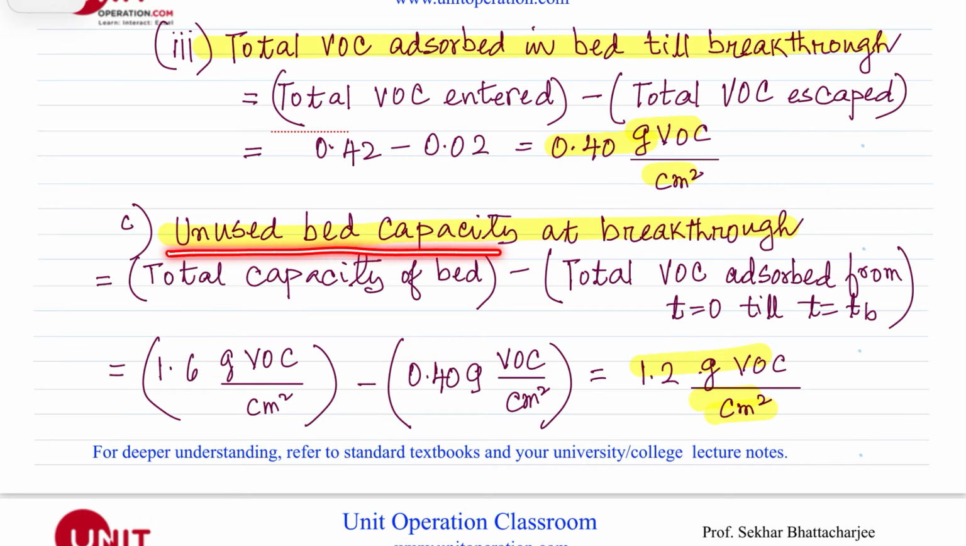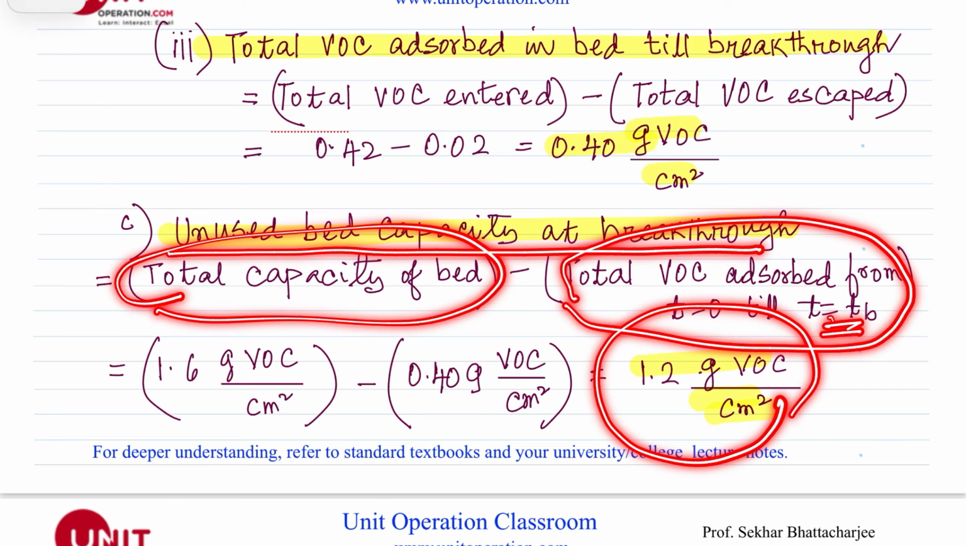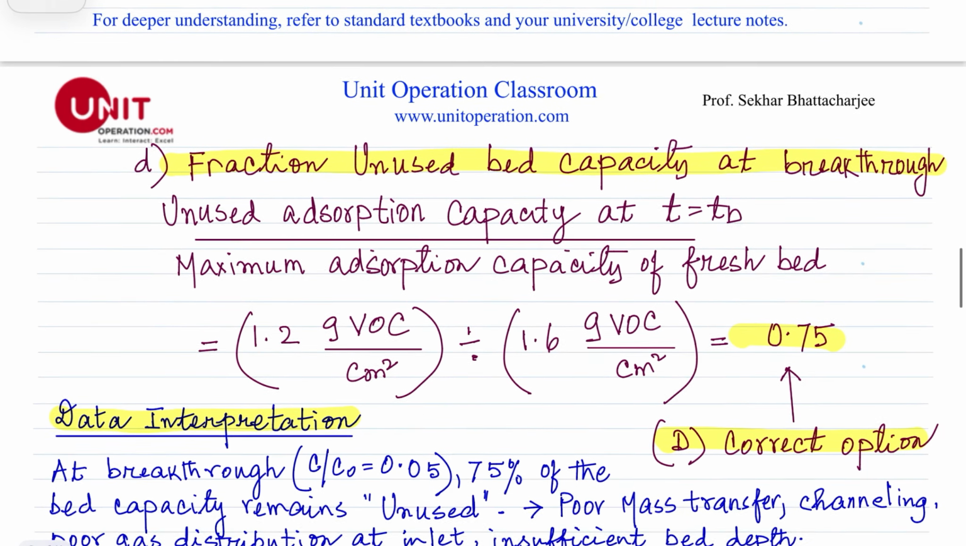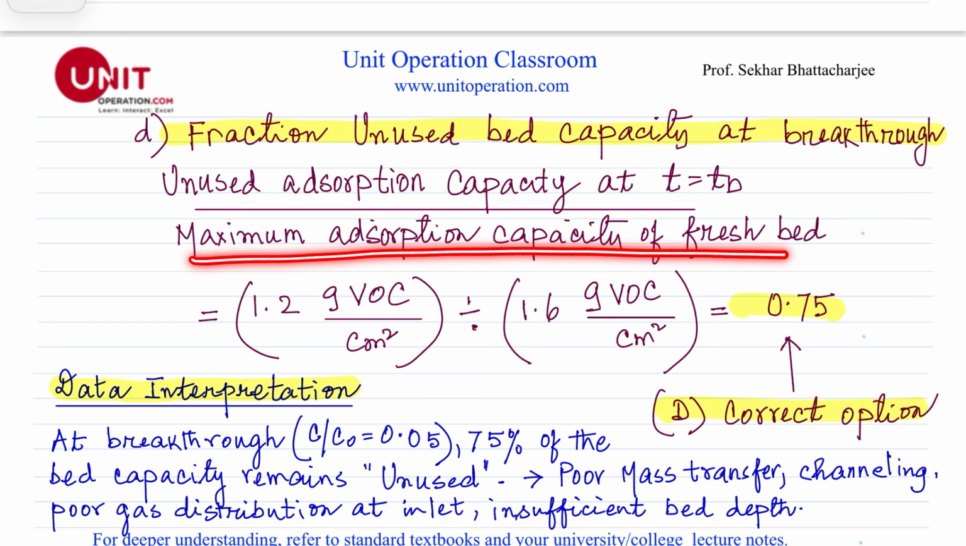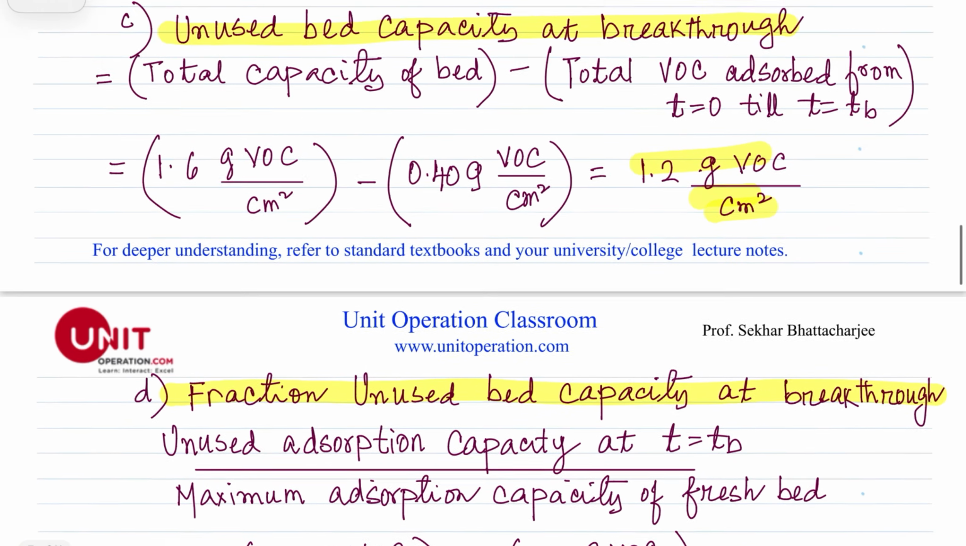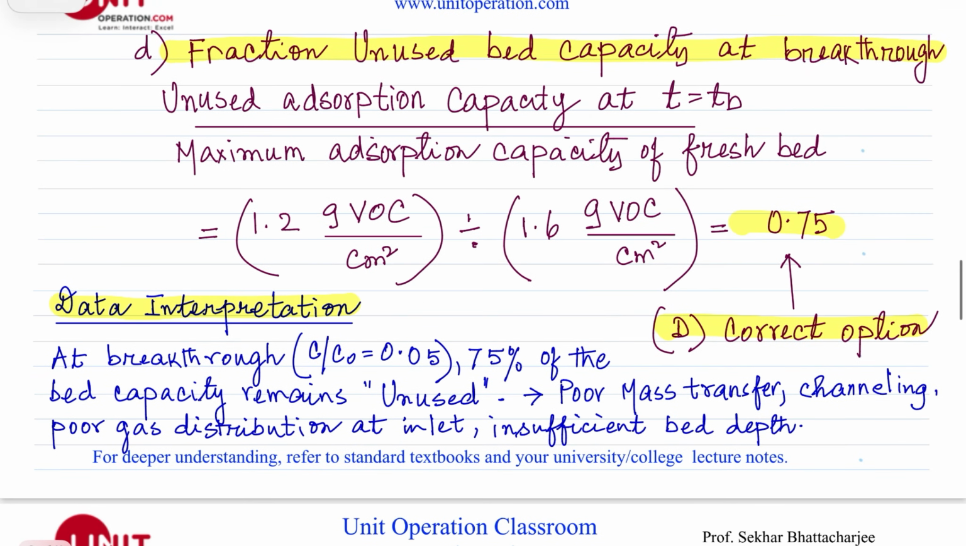So what is the unused bed capacity at breakthrough? That is the total capacity of the bed minus the total VOC that has been absorbed till time TB. And if you do this count, that is 1.2 gram of VOC per square centimeter. Okay. So what is the fraction of unused bed capacity at breakthrough? Unused absorption capacity at time TB is equal to the unused bed capacity divided by the maximum absorption capacity of the bed. So what is the unused bed capacity, which we calculated right here? This should be equal to 1.2 divided by 1.6, that's 0.75.